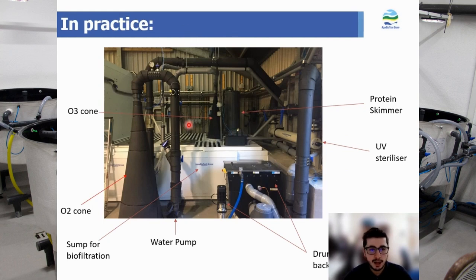This is how a RAS system looks. There is the biological filtration and mechanical filtration carried out by the biofilter and the drum filter. The oxygenation happens inside the oxygen and ozone cone, and the disinfection in the second step through UV and ozone, and the water flow generated by a specific water pump that you can see highlighted here. It's useful to visualize the real system so we can discuss general husbandry, keeping in mind each single piece of equipment.